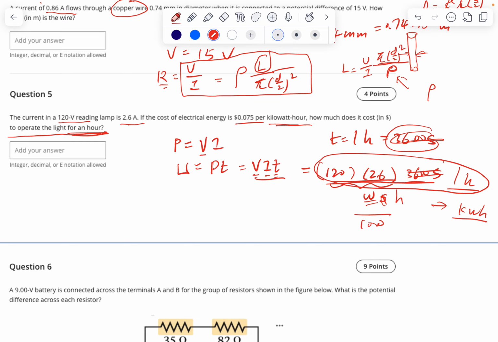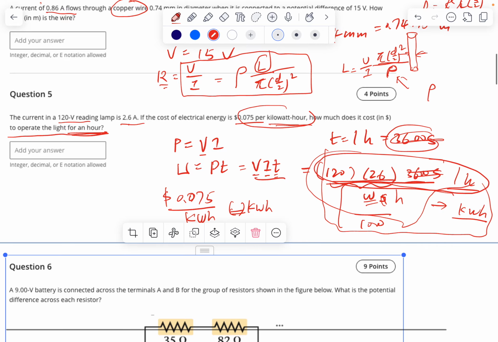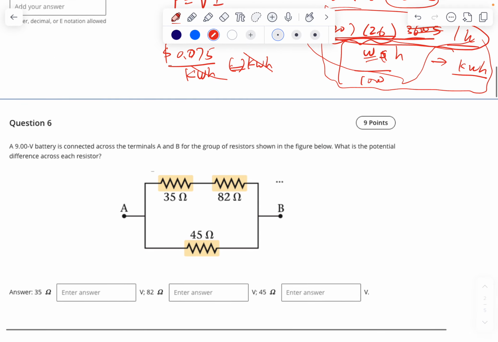Then this is a rate, 7.5 cents per kilowatt hour, and you multiply by this many kilowatt hours, whatever number you calculate. Then this will be the cost. The kilowatt hour units cancel, and that is whatever the cost is.